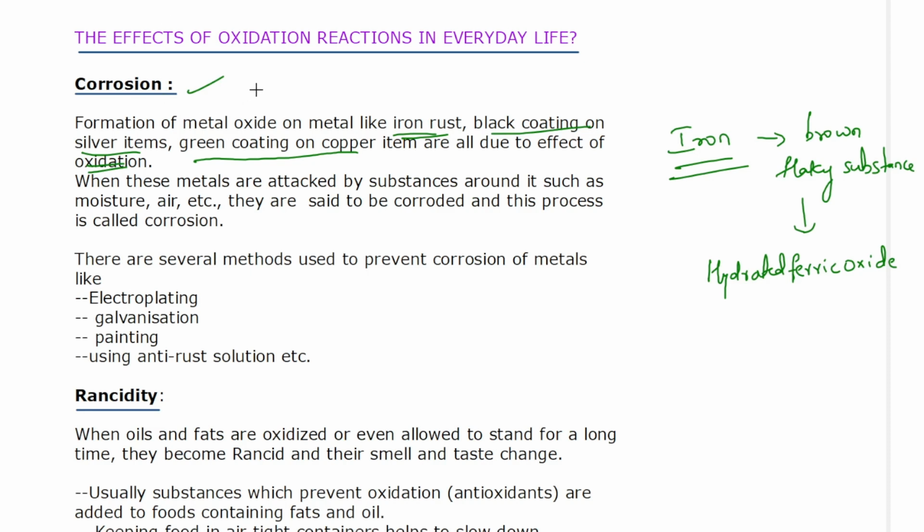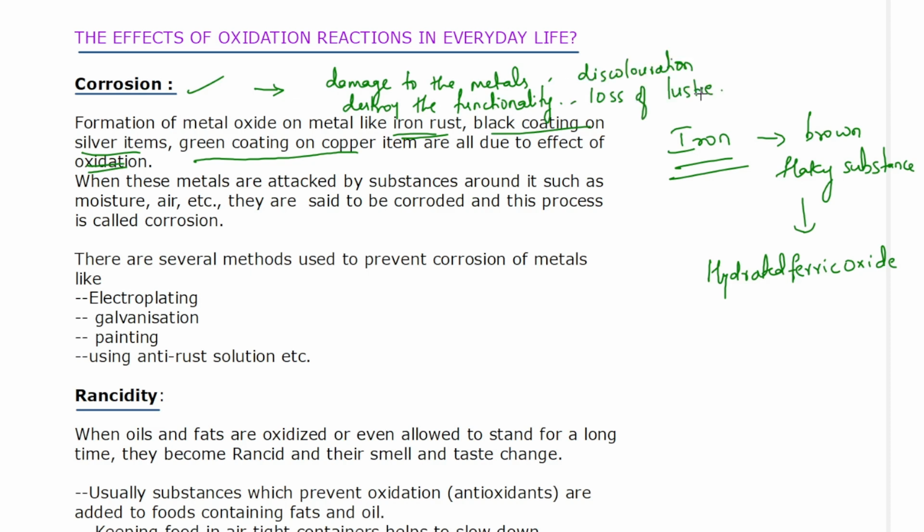The question arises, what is the effect of corrosion? It will cause damage to the metals, and also it will destroy the functionality of metals. Not only this, there is also discoloration of the metals, and there is a loss of luster due to corrosion. These are all effects of corrosion.